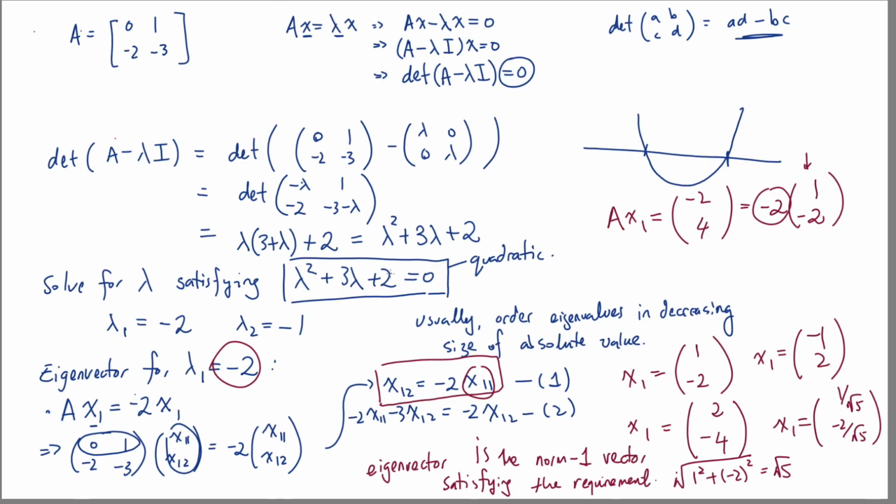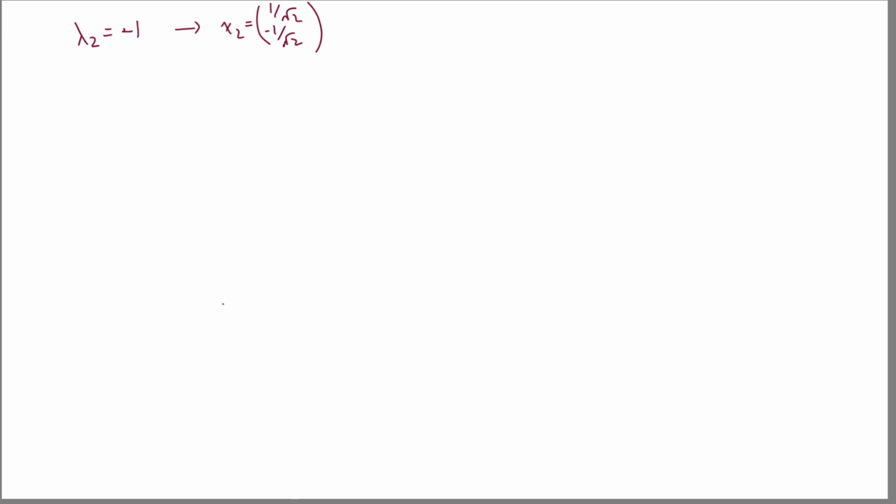For lambda 2, which was -1, we can do the same calculation. I won't do it because it's exactly the same. We'll get 1 over root 2, -1 over root 2. Okay, so for this matrix, we've got the two eigenvectors, x1 and x2. And that kind of concludes the example that I wanted to go through. It's not really important to be able to do this by hand, but I just wanted to show you that it's nothing too difficult.